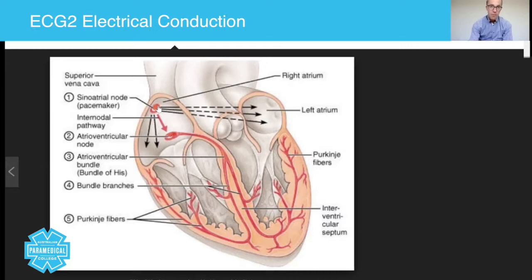As the electrical signal moves from the atria to the ventricles, the atria contracts. Then as it moves down the ventricular pathway, the ventricles contract. And that's what you end up with consistently time and time again. So that's a brief overview of the conduction system of the heart.